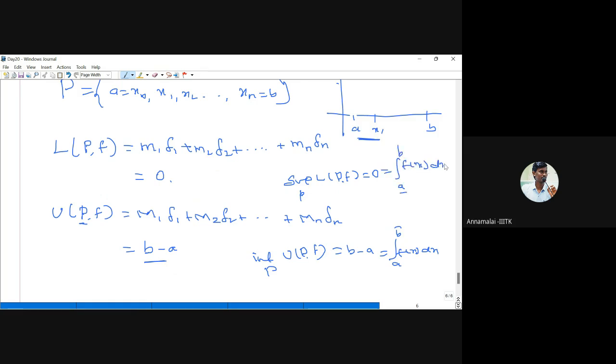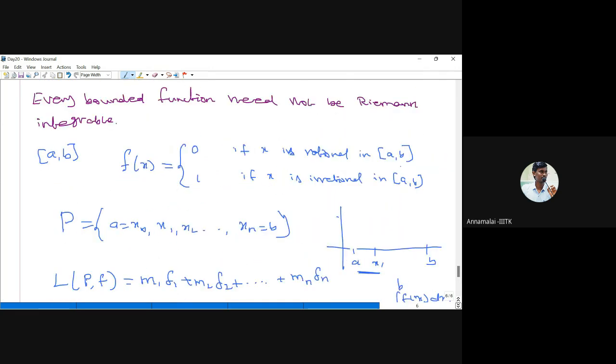Here the upper integral is not equal to the lower integral, because b minus a is not equal to 0. That happens only when a equals b, but we are taking the interval a, b, therefore a is not equal to b. So the function is not integrable, because the lower integral is not equal to the upper integral. Therefore this function is not Riemann integrable. It is a bounded function, but not Riemann integrable. So this is a very, very important example.